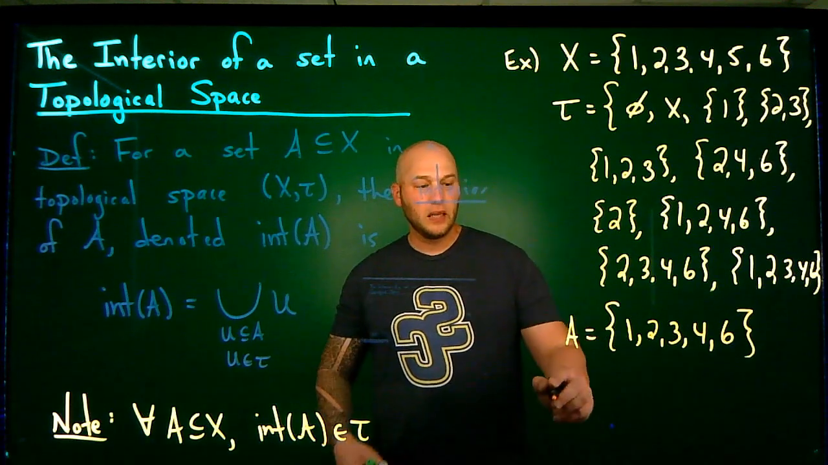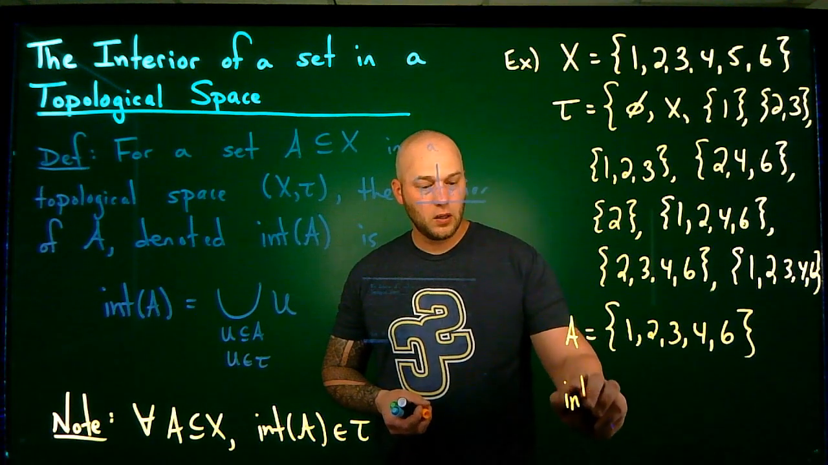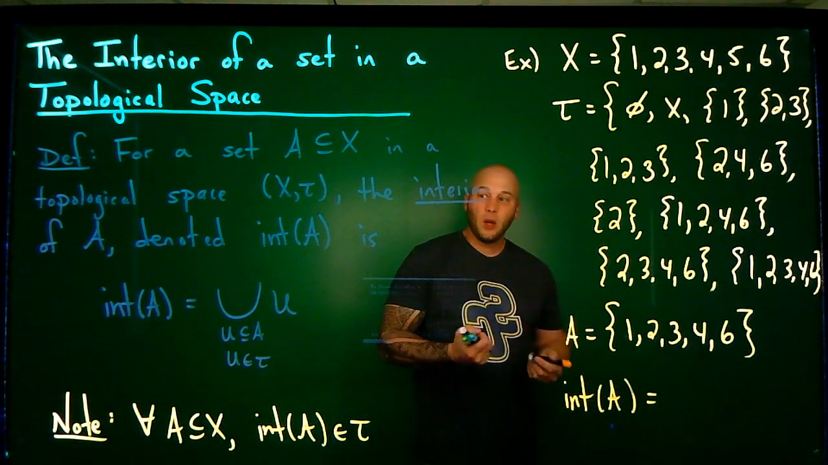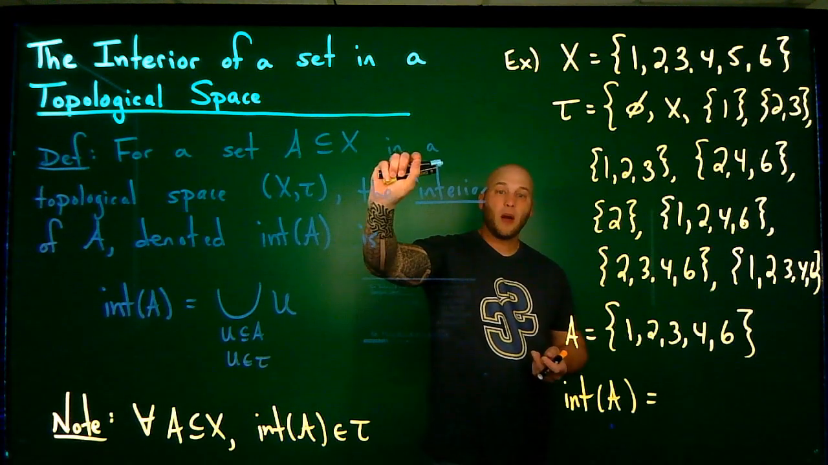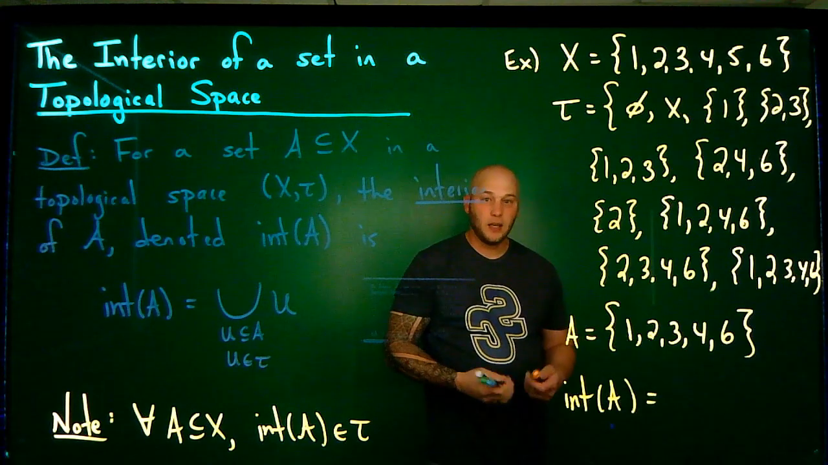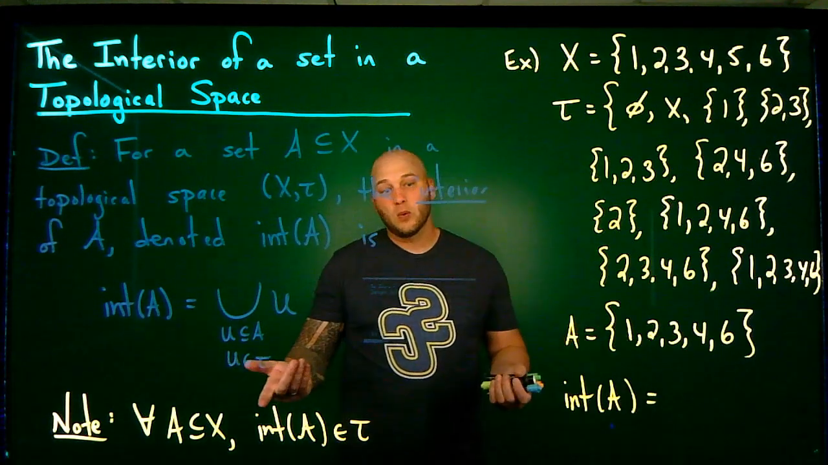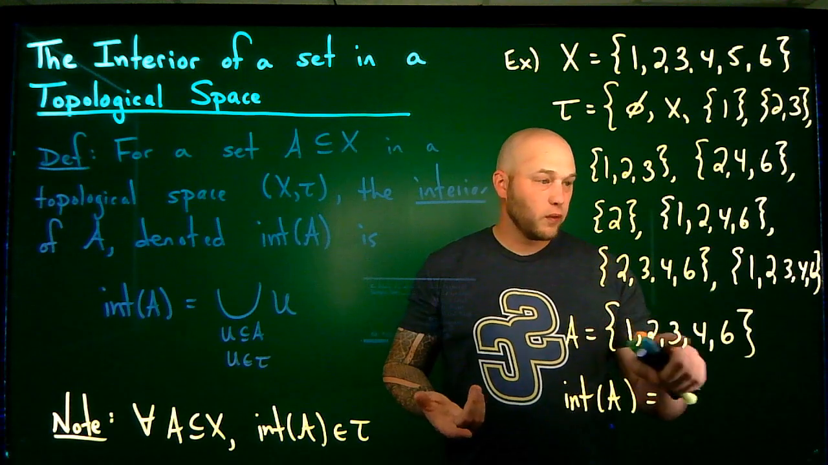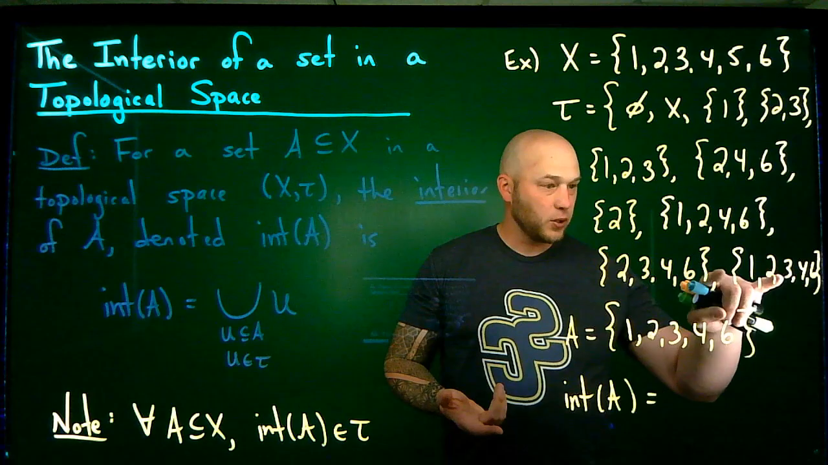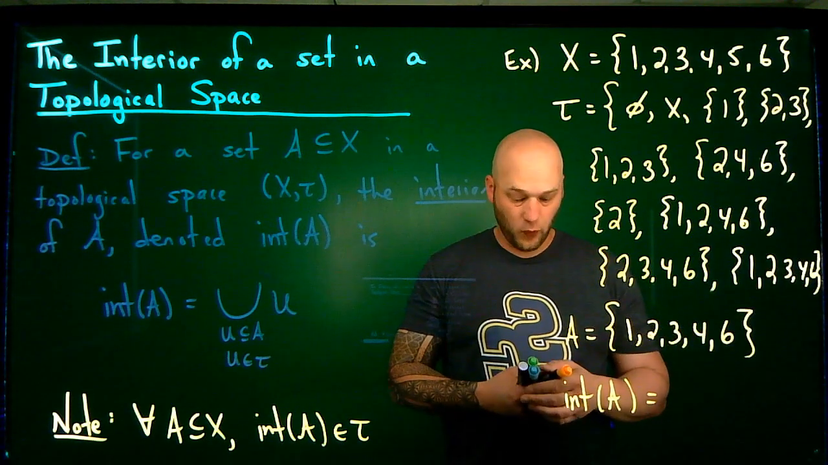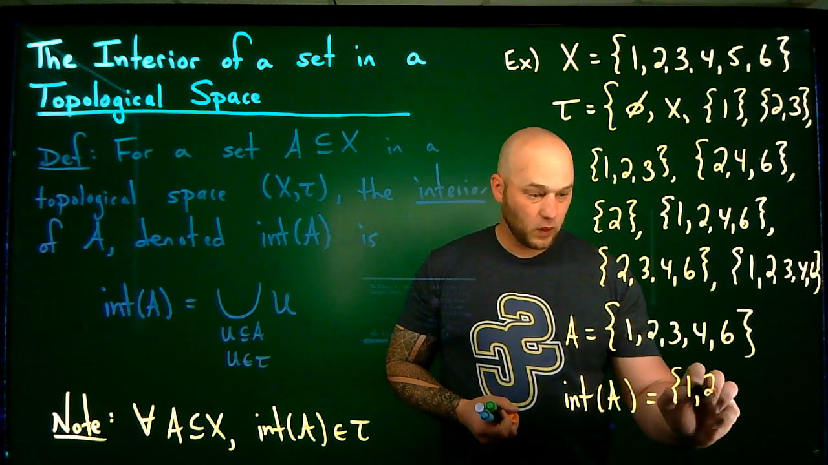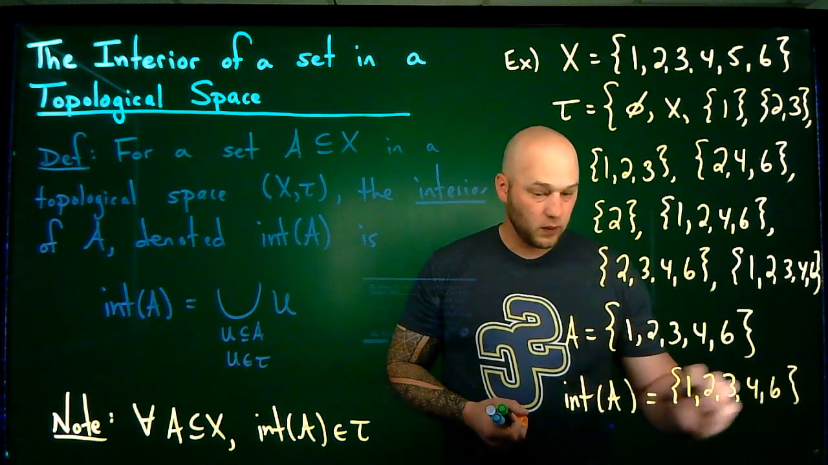Now let's look at the interior of A. I can look at it according to the definition, or I can give you the interpretation I gave originally, which is the largest open set contained in A. So let's look at it both ways. The largest open set contained in A, 1, 2, 3, 4, 6, well, 1, 2, 3, 4, 6 is actually an element of the topology. So therefore the interior of A is itself, which is 1, 2, 3, 4, and 6.